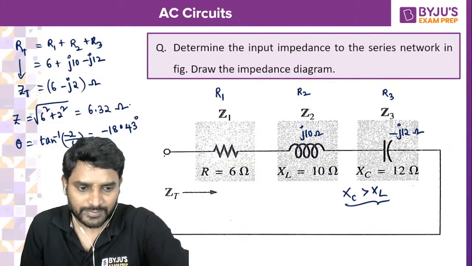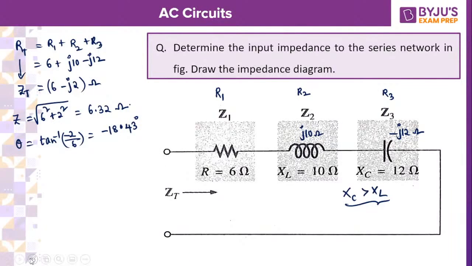If you want me to represent it in the phasor, let me show you the phasor. Real term and imaginary term. Where is the real term? 6. Imaginary term is minus 12. Let me indicate the inductive reactance and capacitive reactance also. So real term is 6, R is equal to 6. Inductive reactance, that is plus J10, so it is this much. This is JXL, 10 ohms.